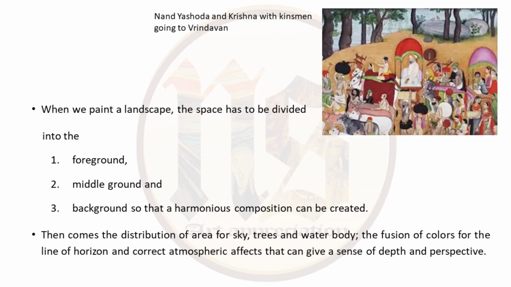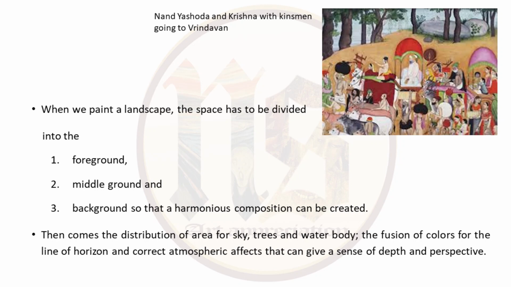Let's take a simple example of a landscape. The space in a landscape is divided into foreground, middle ground and background. Everything is done in harmony so that a composition looks good. Let's take an example from your syllabus: Nandi, Yashoda and Kinsmen going to Vrindavan. The foreground has all kinds of human figures, animals and the things that they are carrying from one place to another. Middle ground has sand, plain earth, and the background, the farthest part of the painting, has trees, water and a lot of other things.